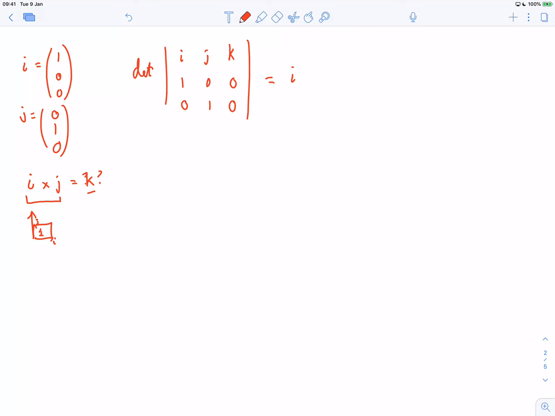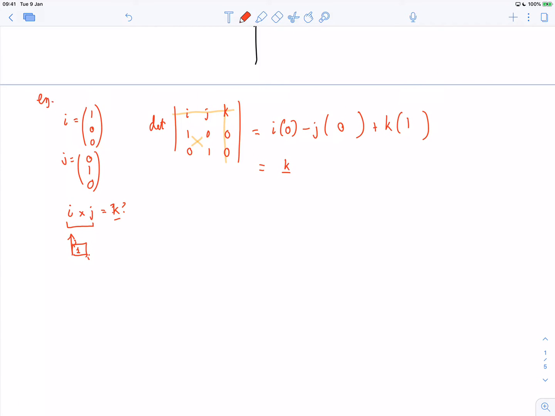So it's going to be i lots of, well, cross out the i row and i column, you've got 0 times 0 minus 0 times 1, so that's a big fat 0. So you've got no i. Minus j lots of, cross out the j column and j row. I've got 1 times 0 minus 0 times 0. That's also a big fat 0. Plus k lots of, and now we cross out the k row and the k column. I've got 1 times 1 minus 0 times 0. That's a 1. So I'm just left with k, as we'd expect. Okay, so this was an example.